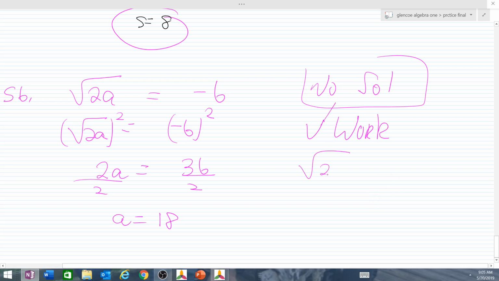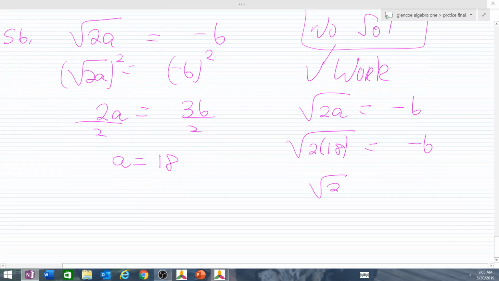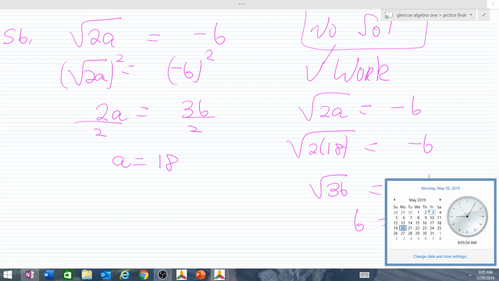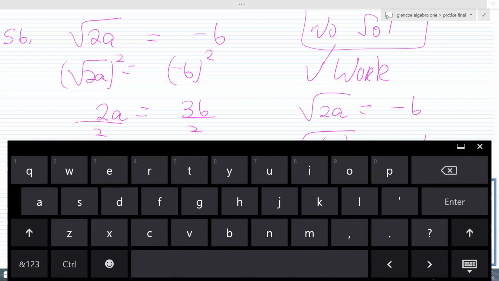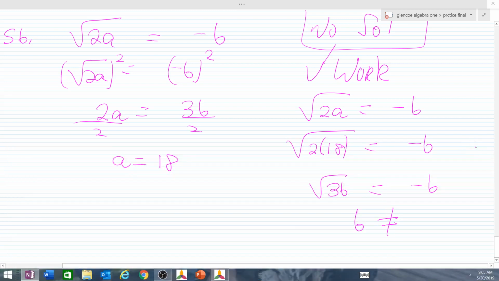you have radical 2a equals negative 6. Radical 2 times 18 equals negative 6. Radical 36 equals negative 6. 6 does not equal negative 6. So your answer is no solution.